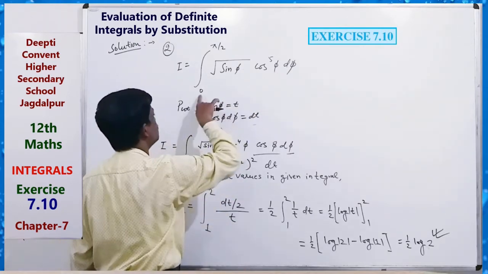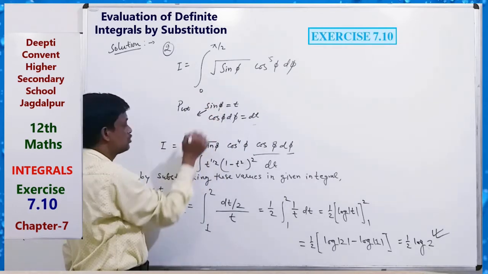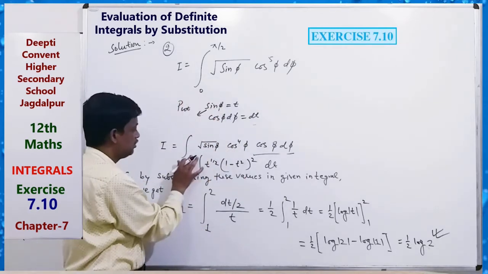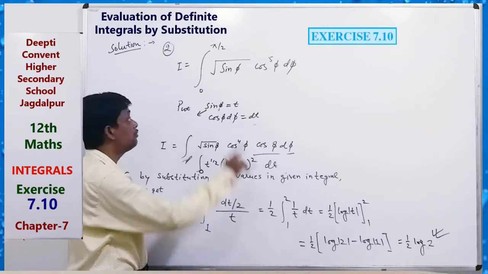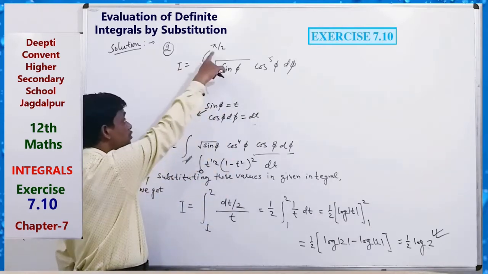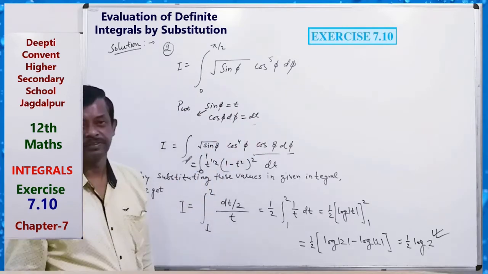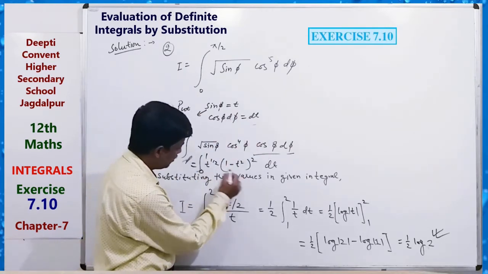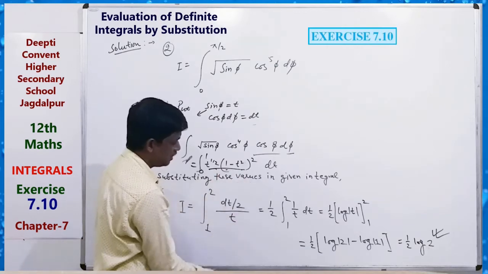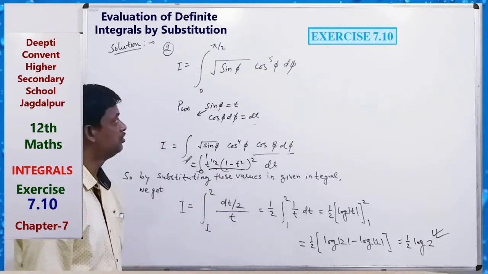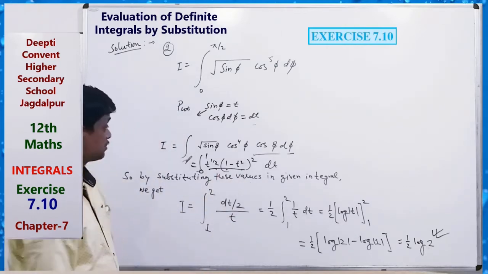If phi equals to 0, then t equals to also 0. And if phi equals to pi by 2, sin pi by 2 is 1, so t equals to 1. So you can solve it. Separate it into 3 parts, and integrate it, you can get the value. Clear? So substitution is the main thing.